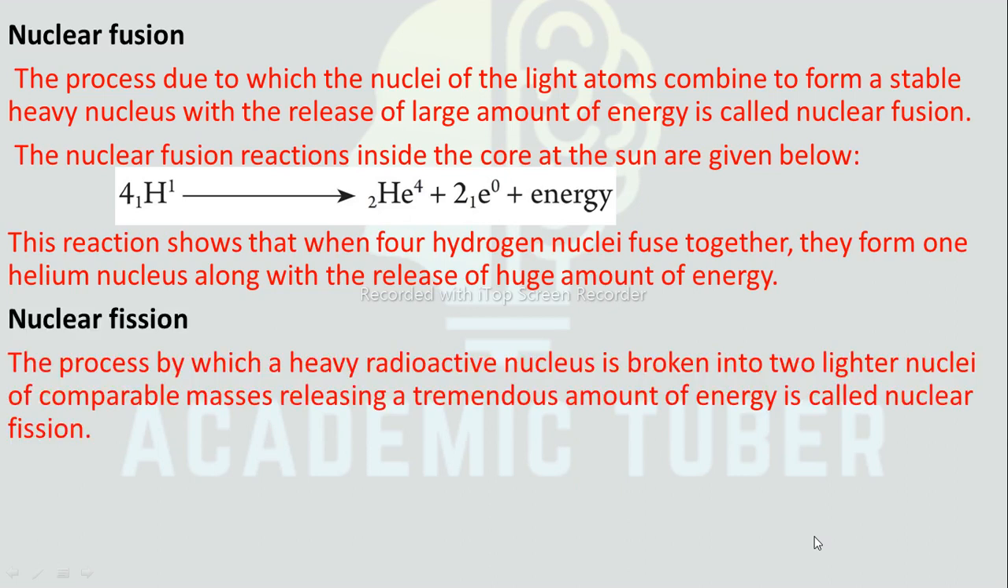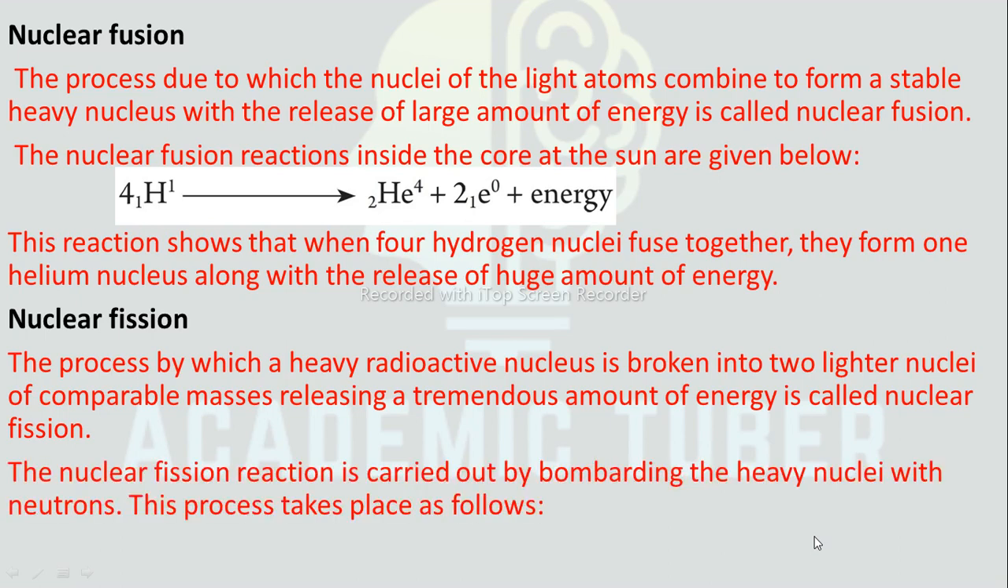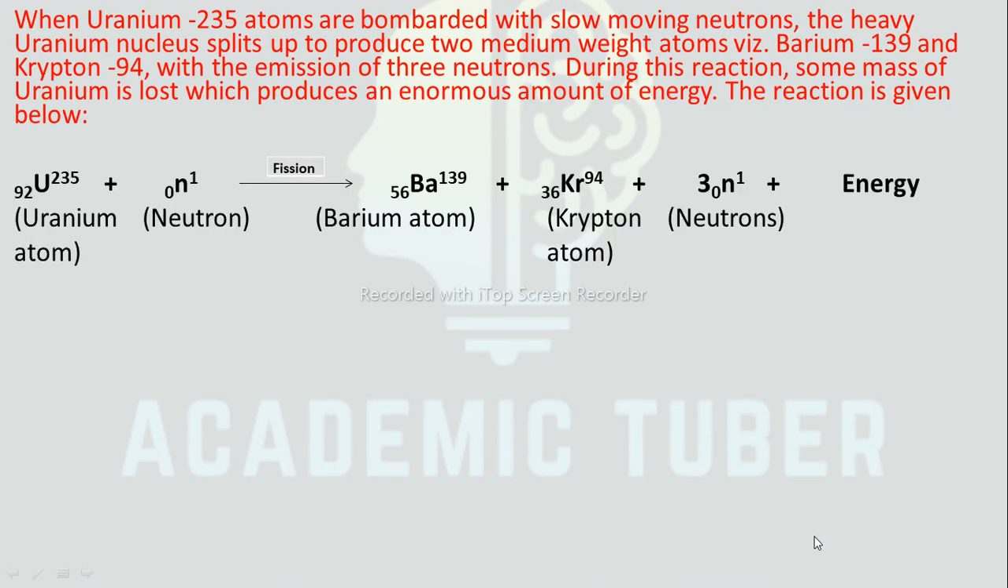Next one, nuclear fission. The process by which a heavy radioactive nucleus is broken into 2 lighter nuclei of comparable masses, releasing a tremendous amount of energy, is called nuclear fission. The nuclear fission reaction is carried out by bombarding the heavy nuclei with neutrons. This process takes place as follows. When uranium 235 atoms are bombarded with slow-moving neutrons, the heavy uranium nucleus is split up to produce 2 medium-weight atoms. They are barium 139 and krypton 94, with the emission of 3 neutrons.